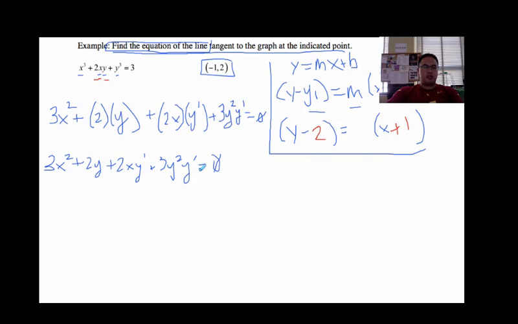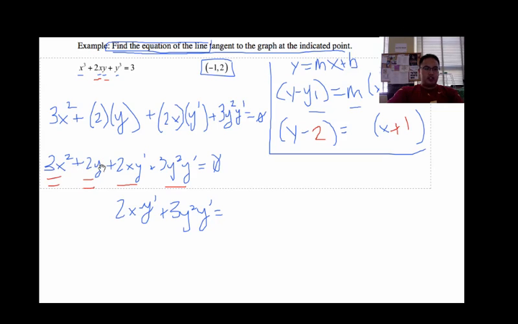So you see how these terms have y prime? Let me use a different color. You see how these have a y prime, but these don't? So in implicit differentiation, I'm going to put the y primes on one side and the ones without a y prime on the other side. So 2xy prime plus 3y squared y prime equals, and I'm going to subtract the 3x squared and the 2y. So that's why we get these negatives here.